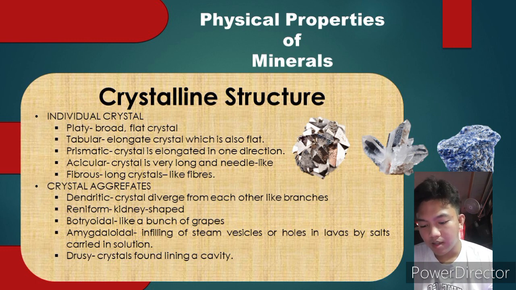Acicular. Acicular crystal is very long and needle-like. Fibrous. Long crystal like fibers. Crystal aggregates. Amorphous minerals often assume this form. Dendritic. Crystals diverge from each other like branches. Reniform. Kidney shape.